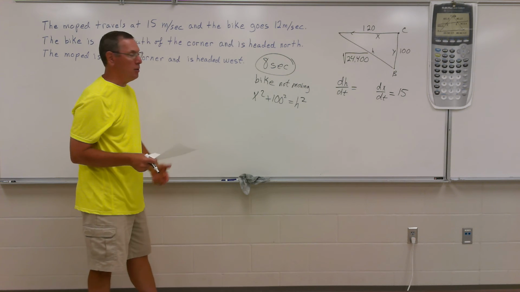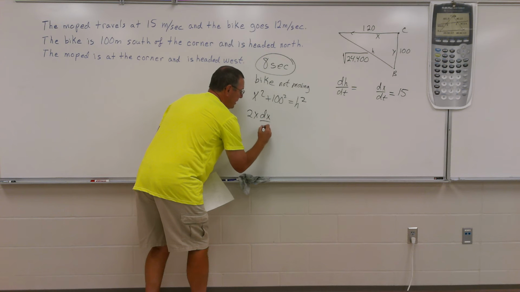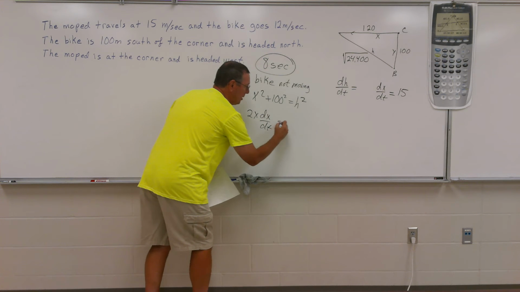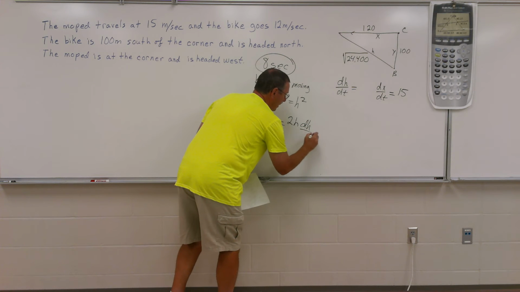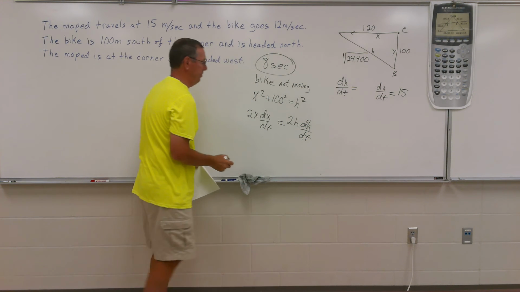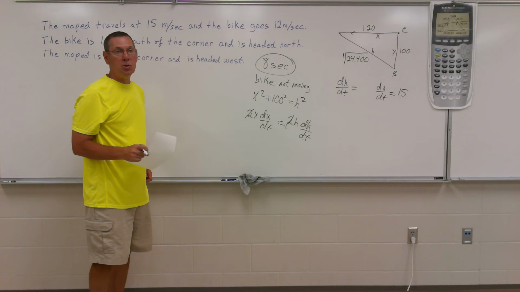Okay, now I'm ready to take the derivative. The derivative would be 2x dx/dt. The derivative of a constant is 0, so that's gone. Equals 2h dh/dt. I'll divide both sides by 2, then you can substitute to finish your problem.